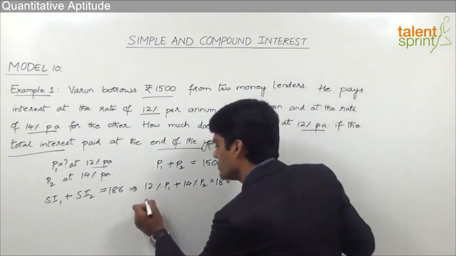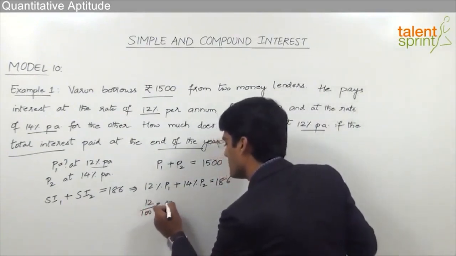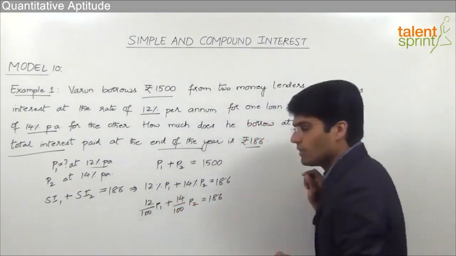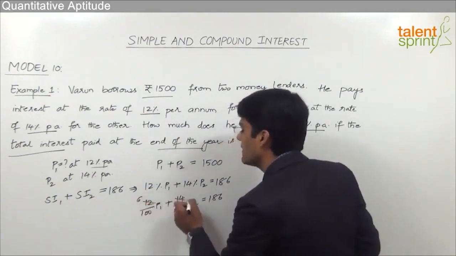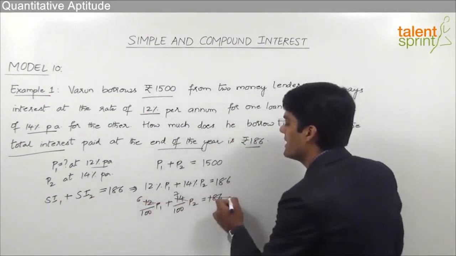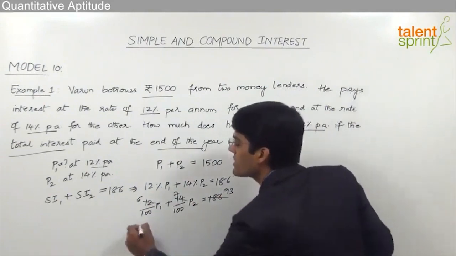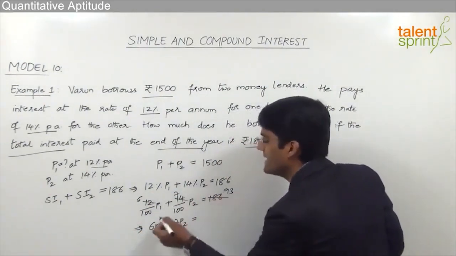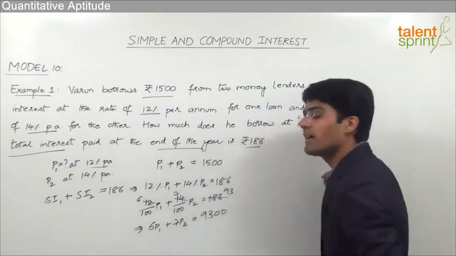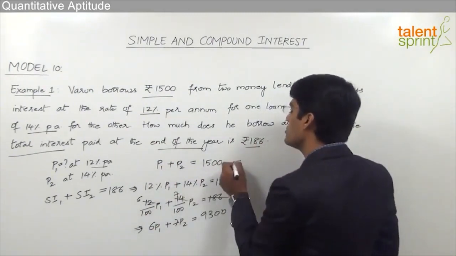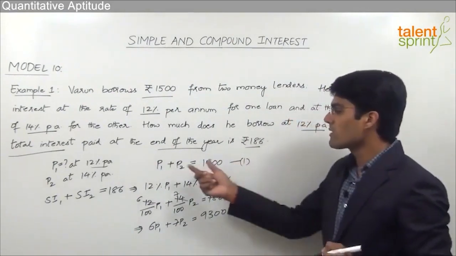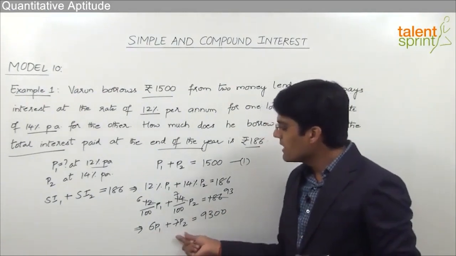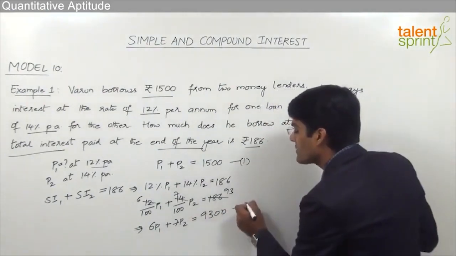So this can be taken as 12 by 100 P1 plus 14 by 100 P2 equals 186. Now by taking 2 common, we get (6 P1 plus 7 P2) divided by 100 equals 93. So this equation comes out to be 6 P1 plus 7 P2 equals 93 into 100, that is 9300. As you can see here, we have got two equations. One equation is for the total of two loans, that is 1500, and the second equation is 6 P1 plus 7 P2 equals 9300.